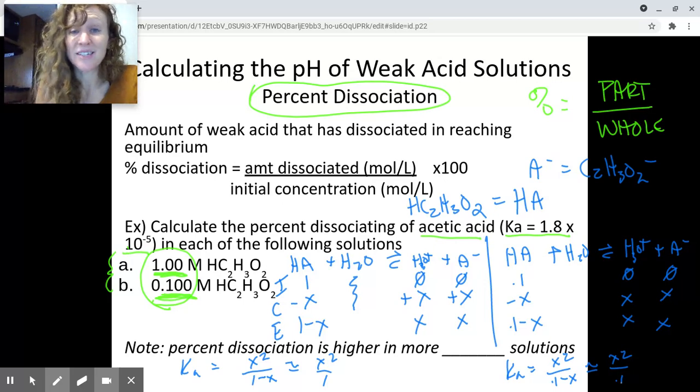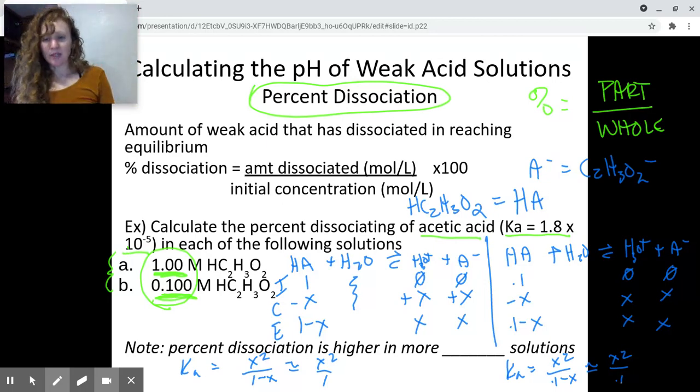Now, notice, compared to the last one we did, which was HF, right? Our Ka is even smaller. Our concentration is the same. So if it was a valid approximation for our last example, it's going to be a valid approximation for this example. All right, so now we take our calculator and we plug in this information.